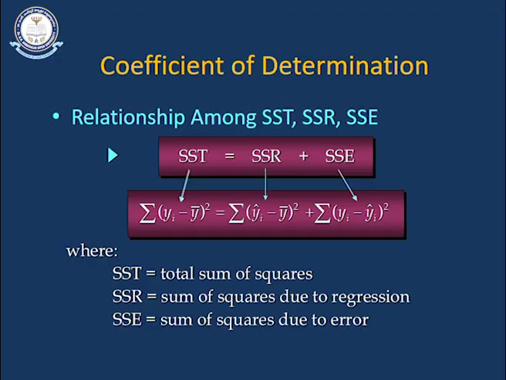And what is SSE? SSE is nothing but the sum of squares due to error, and for each one of them we have a formula. Like for SST, sigma (yi minus y bar) whole square equals SSR, which is nothing but sigma (y hat i minus y bar) whole square, plus SSE, whose formula is sigma (yi minus y hat i) whole square. That's how you will be able to get it.